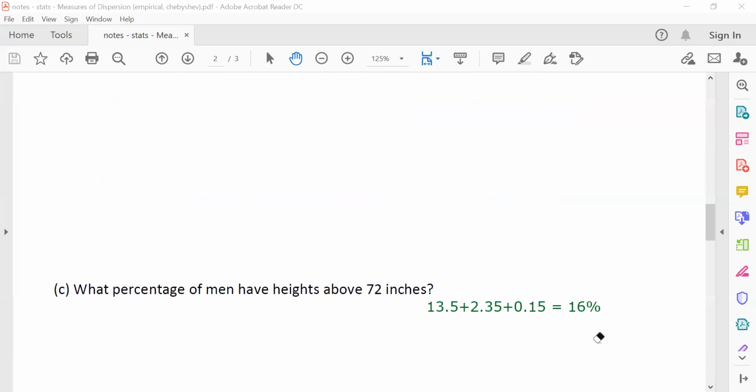And those are real numbers. Those are actual values for men's heights. Those weren't just made up. So that's pretty cool. Okay, that about wraps it up for today.